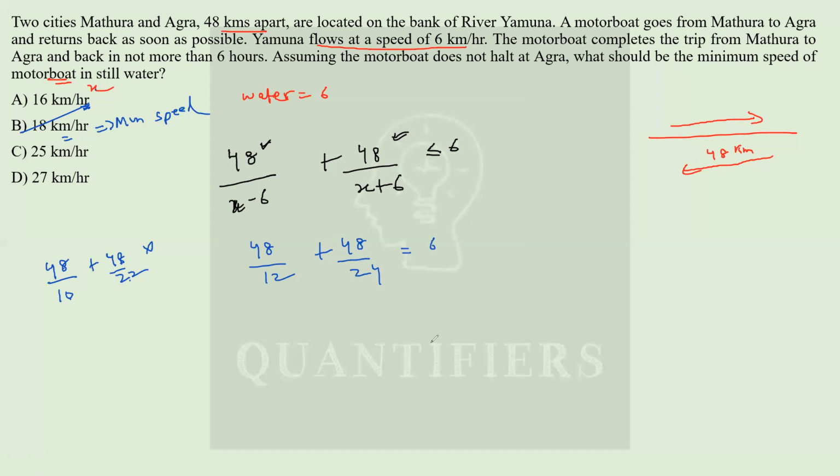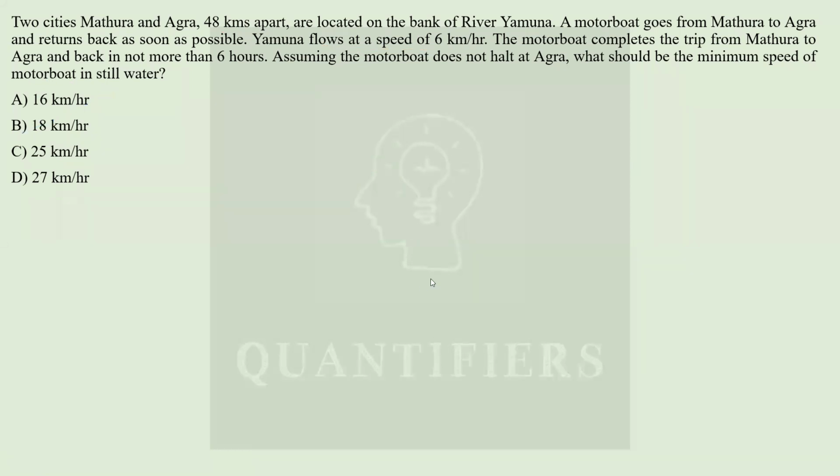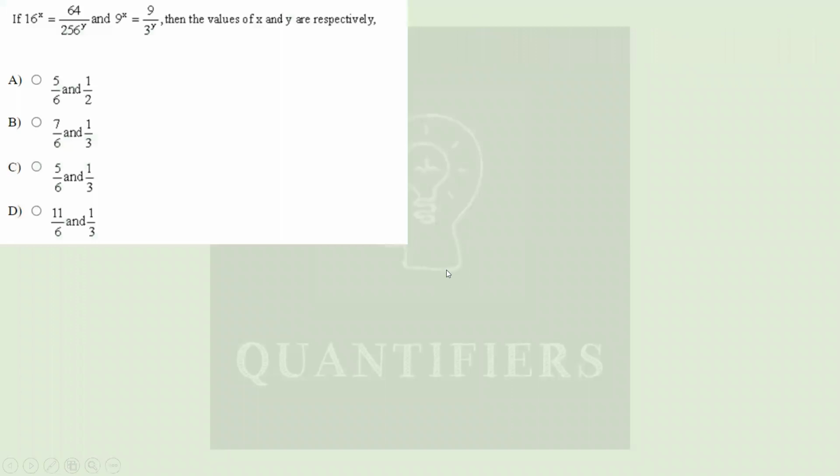Now let's see the next one. Now again, this was very easy. See, everything is in terms of power of 2, right? So just see it, 16 is what, 2 power 4. So I can write it as 2 power 4x. Now just see, 64 is what? 64 is 2 power 6. And 256 to the power y. 256 is 2 power 8. So that is 2 power 8y.